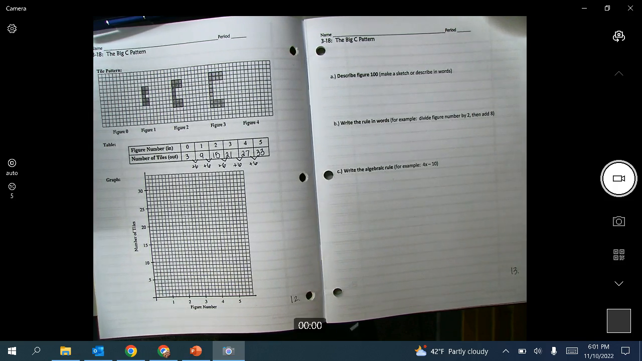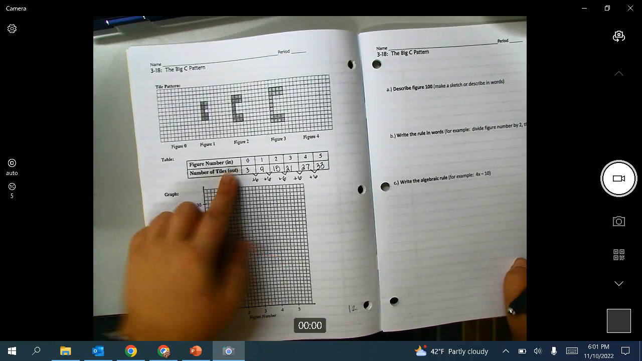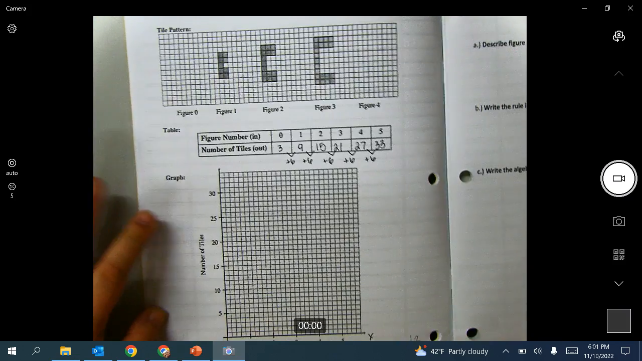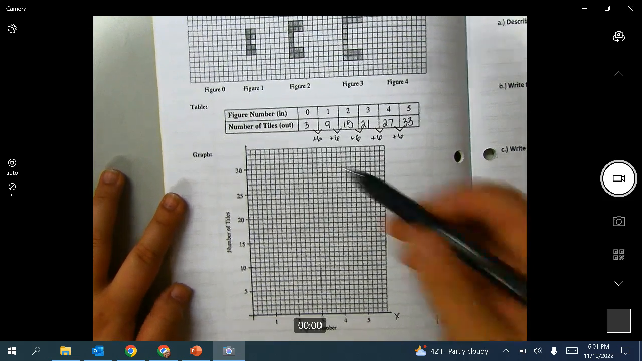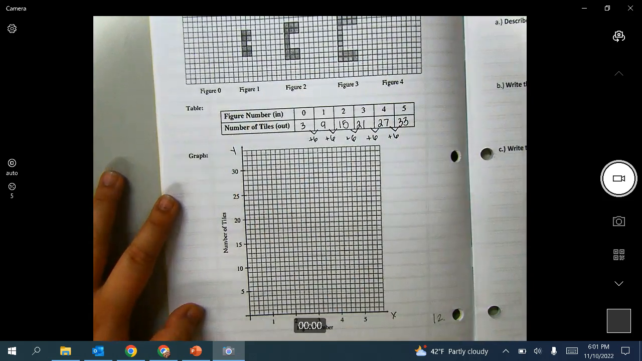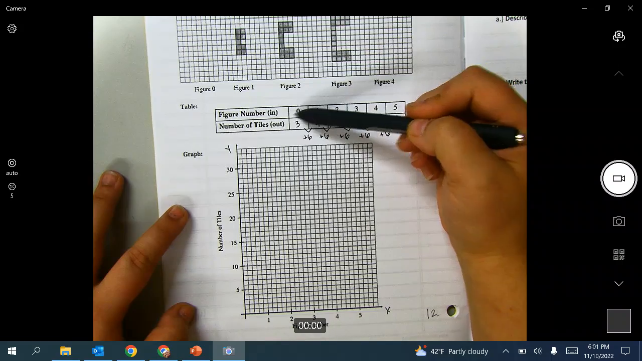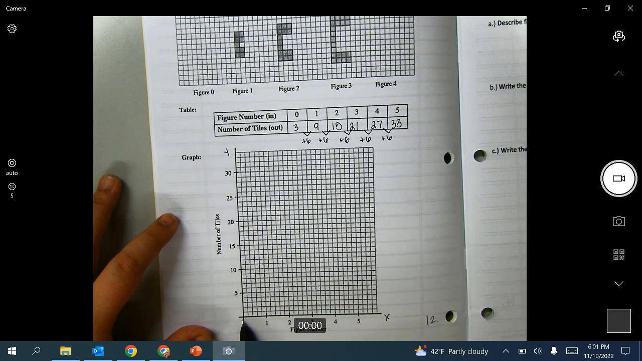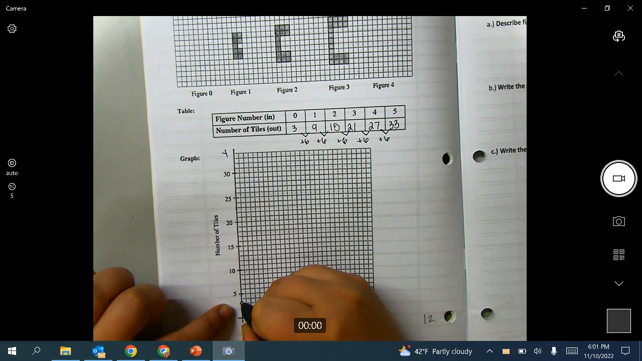Now we're going to use this information to graph on our graph down here. Our figure number, the input, is going to be our x term, and our number of tiles, the output, is going to be our y. So my first point here is 0, comma 3. So 0 for my figure number, and then I'm going up to 3 tiles. So my point will be right there.